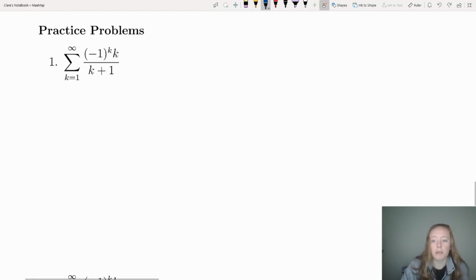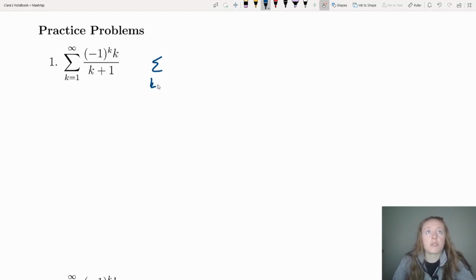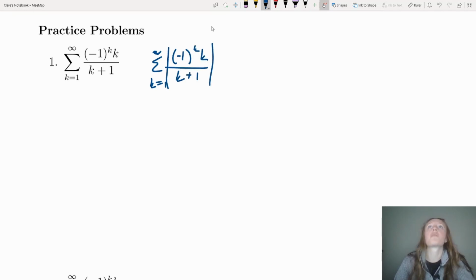Our first practice problem, number 1, is -1 to the k times k over k plus 1. So what I like to do first is I like to test the absolute value of the series, because if that converges, then I know that we converge absolutely, no need for the AST. So writing the absolute value of this, the only thing dictating whether these are positive or negative is that -1 to the k. So that would essentially be equal to 1 when I take the absolute value. So I'll get k over k plus 1.